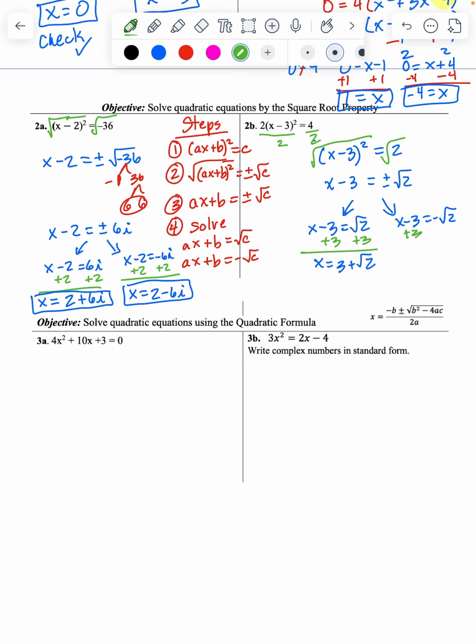Similarly, solving by adding 3 on both sides for the other equation produces x equals 3 minus the square root of 2. So you see again the pattern of the 3 is the same, but the square root of 2, one of them is positive, one of them is negative.